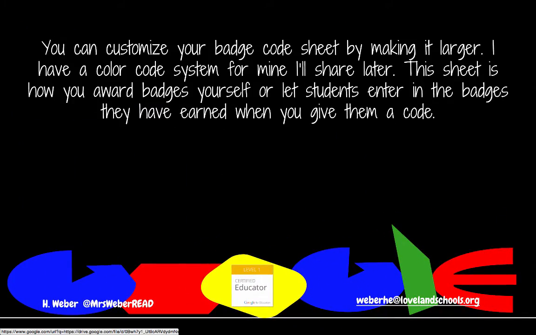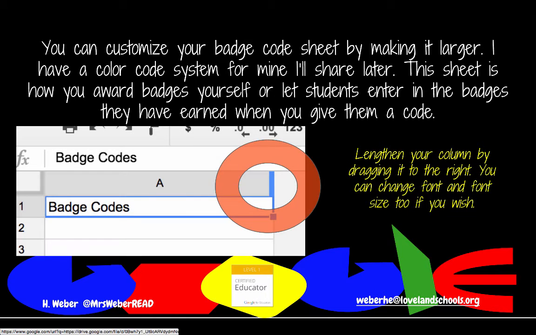Now we can also customize this badge code sheet by making it larger if we want. We've only got that single column. I personally use a color code system that I can share later. But this particular sheet is how you will award the badges to your students, or if you choose to let your students enter the badges they've earned, you'll give them the code. So you can lengthen your column here if you wish.